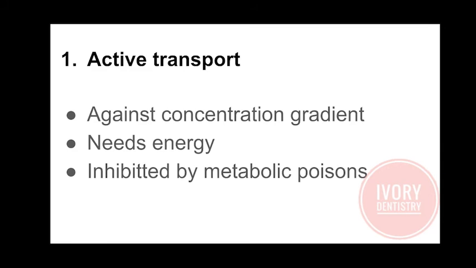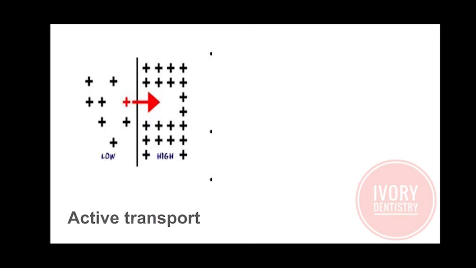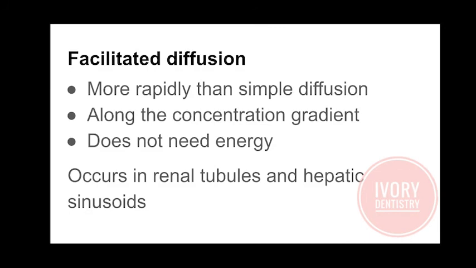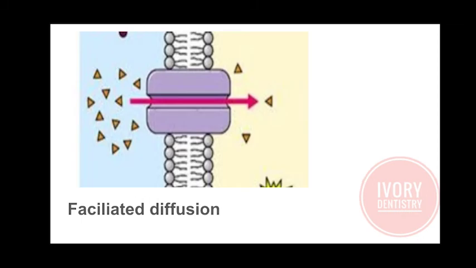Active transport. It is against concentration gradient, needs energy and is inhibited by metabolic poison. In this diagram we can see molecules moving from lower concentration to higher concentration, and this is active transport. Facilitated diffusion. This is more rapid than simple diffusion, and this is along the concentration gradient and does not need energy. Usually occurs in renal tubules and hepatic sinusoids. In this diagram we can see the molecules are moving from higher concentration to the lower concentration, which depicts facilitated diffusion.